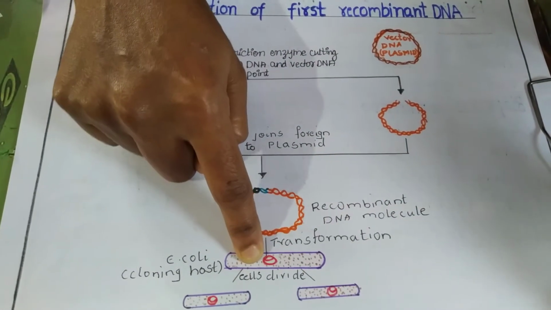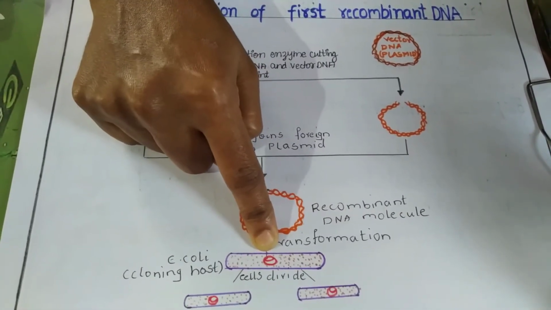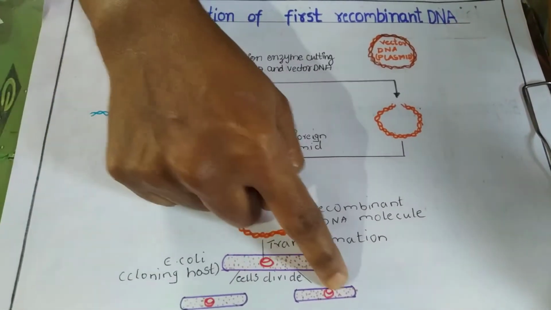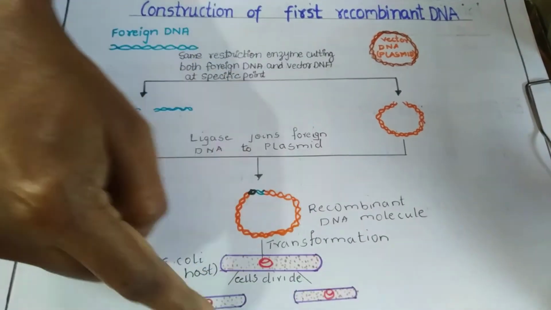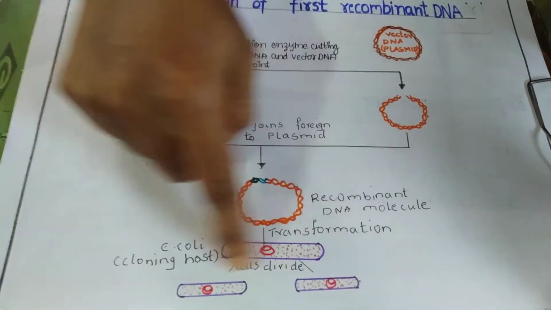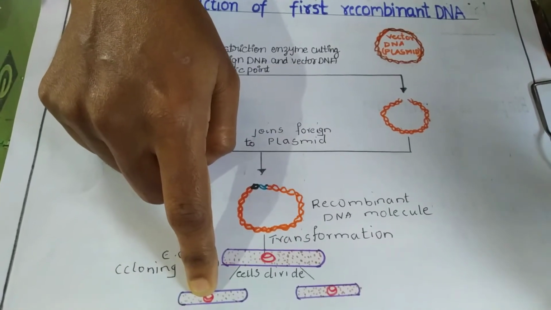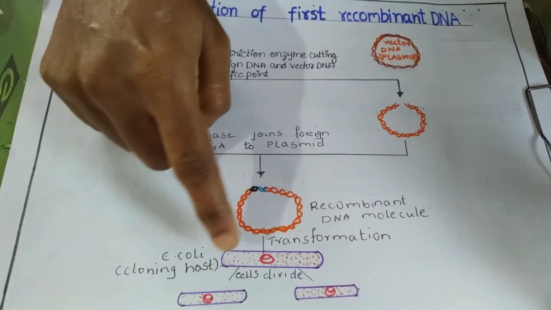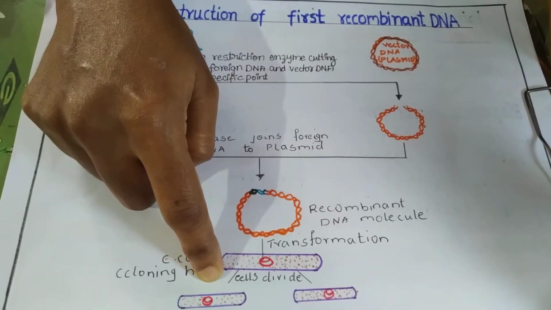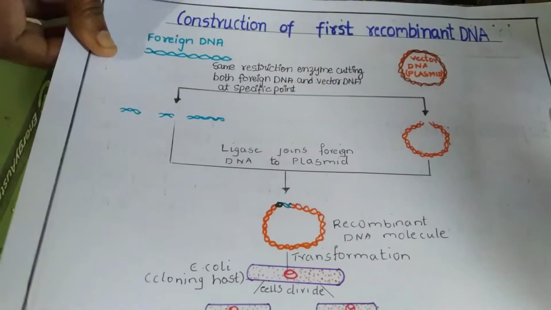Now in the host cell, the E. coli cell, this plasmid will undergo replication to produce two copies, and during division, these two will enter the two cells. As a result, with continuous division, a large number of E. coli cells with the same genetic composition of plasmids are produced. That is called cloning. Cloning is the method of production of multiple copies of the plasmid with the same genetic composition. So this was the first rDNA produced by Boyer and Cohen.